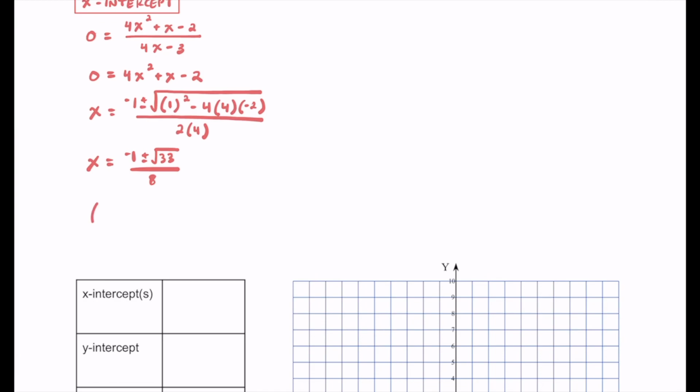So what are our x-intercepts going to be? One of them is negative 1 plus the square root of 33 over 8, comma 0. That's one of the x-intercepts. And the other x-intercept is negative 1 minus the square root of 33 over 8, comma 0. So those are our two x-intercepts.